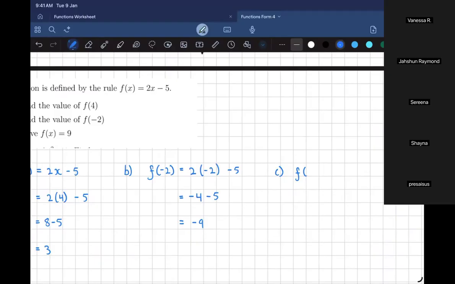Right, so Shana, if we have f of x is equal to 2x minus 5, and they are also telling us that f of x is equal to 9, then anywhere I see f of x, I could write what instead, Shana?